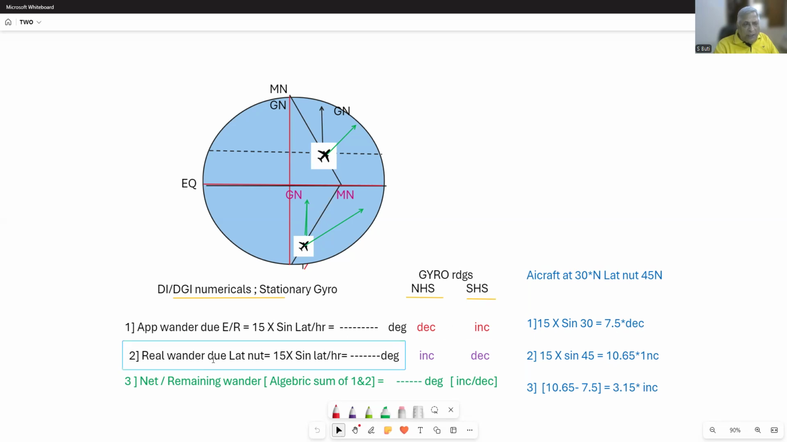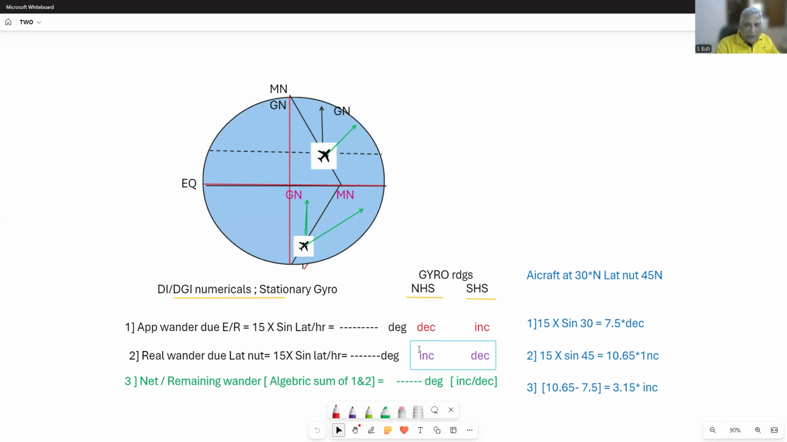The real wander created by the latitude nut actually moves the gyro axis in the other direction so that your gyro readings remain aligned with the magnetic compass. So the job of the latitude nut in the northern hemisphere is to increase gyro readings. But what have you done? You set it at 45 north. So 15 into sine 45, 10.65 degrees, the readings will increase.